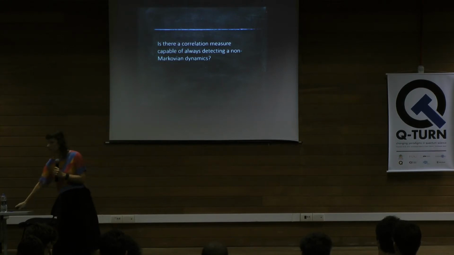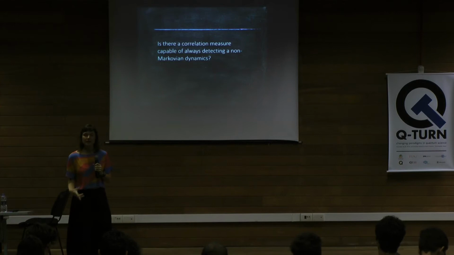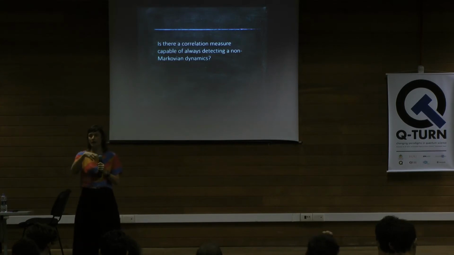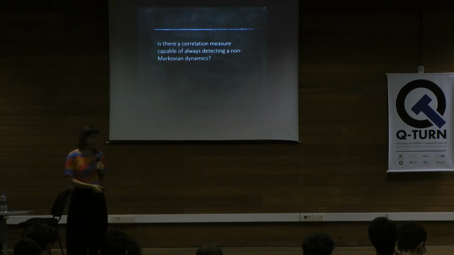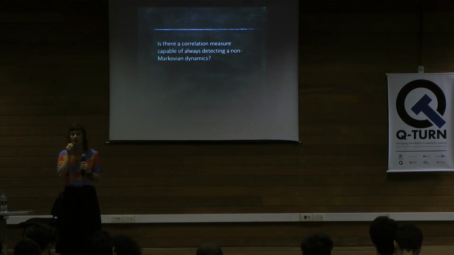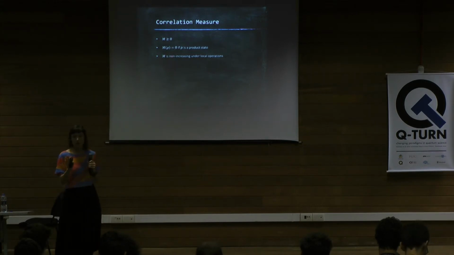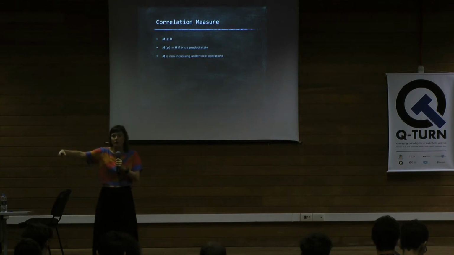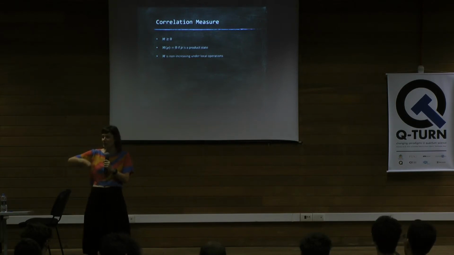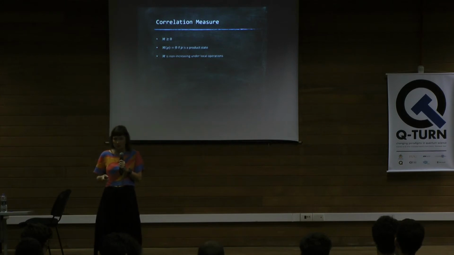I was really trying to find out whether I can say that these non-Markovian dynamics are a resource for quantum information processing. And then we thought, let's check what we want this measure to satisfy. We want the measure to be bigger than 0, where 0 is when I have a product state. And I also think it's reasonable that this measure is non-increasing under local operations. So if I don't have correlation, I don't want local operations to create correlation. I think this is reasonable.